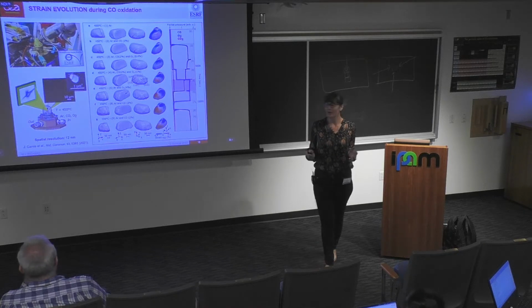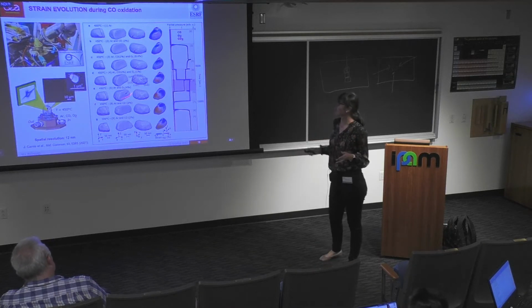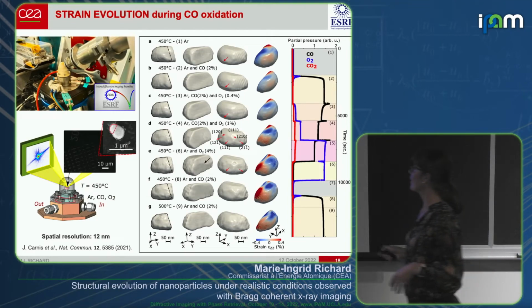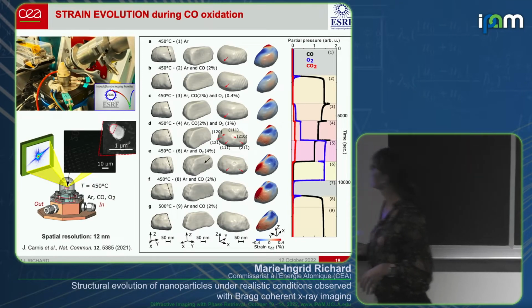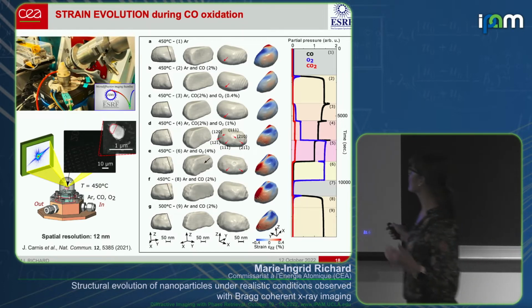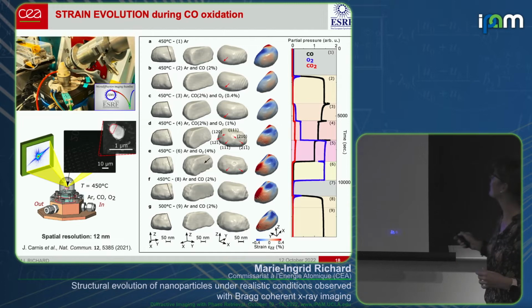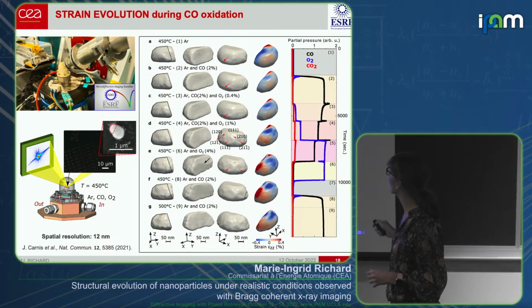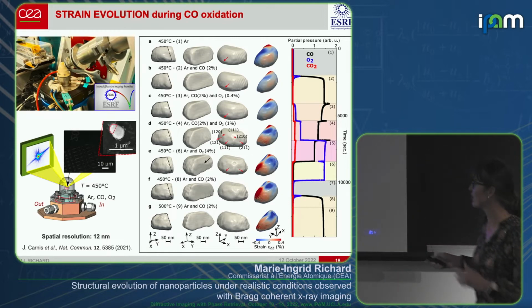So we can also get not only the morphology, but also the strain. I won't say anything about the strain. We also have the mass spectrometer connected to the reactor, so we have access to the CO2. So we know when we are forming CO2 during the reaction.